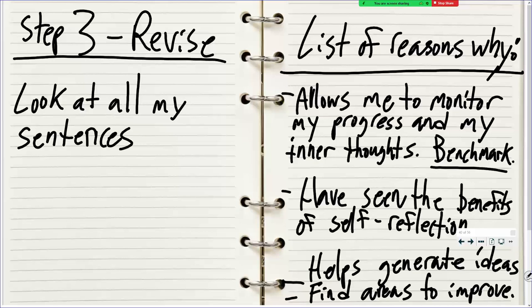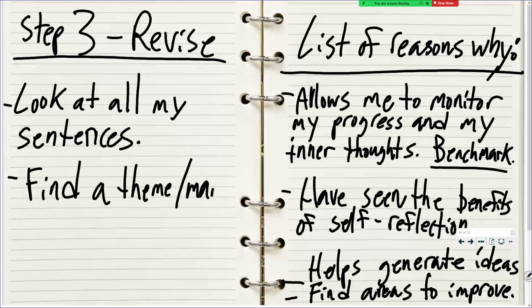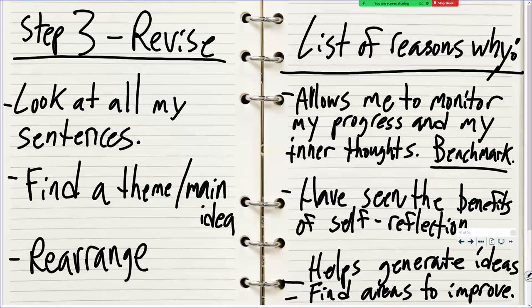I will look at all my sentences, and then I'll find a theme or a main idea, and then I will rearrange my ideas. And then once I've done that, I'll probably go back and do a bit more writing. So that's usually the way it goes, right?